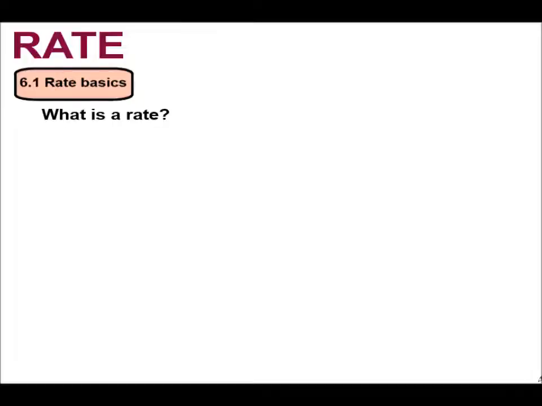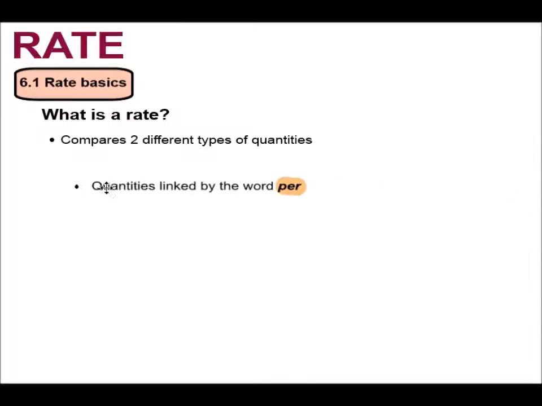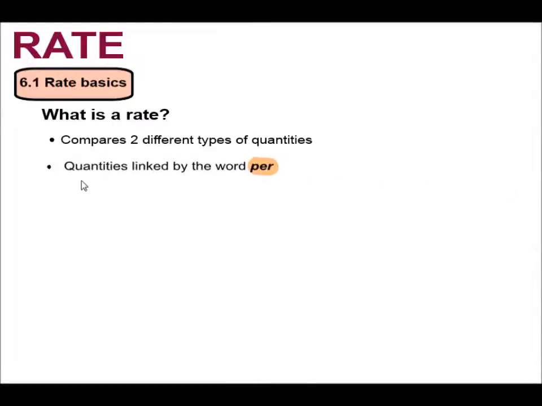Let's have a look at what rate is. Rate compares two quantities that are of different types. So this is a special ratio because the quantities are different. The quantities are linked by the word per, and per means for every one. The symbol we use is the /.